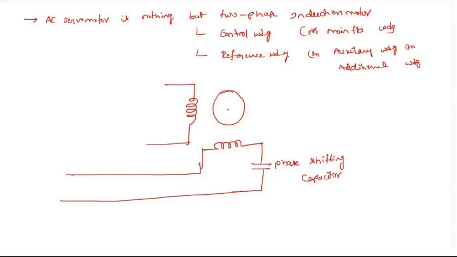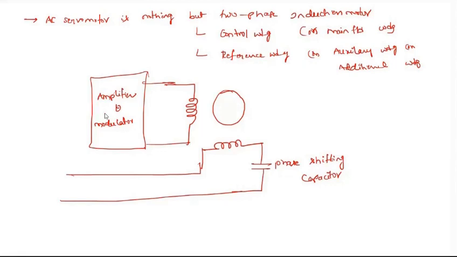So this is the control winding. The control winding will be supplied through an amplifier and modulator. Amplifier means it amplifies the signal or strengthens the signal. Modulator means changing the levels from one form to another form. For example, if the voice signal is not coming properly, there is a need for modulation, and obviously we'll get a clear voice. That is called modulation. So an amplifier strengthens the signal.